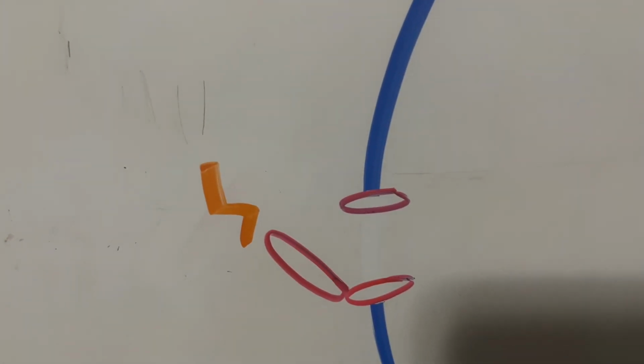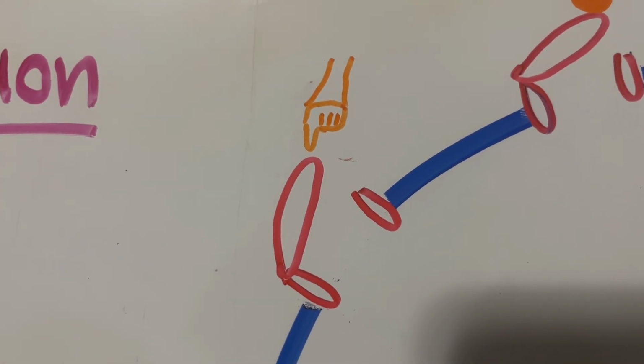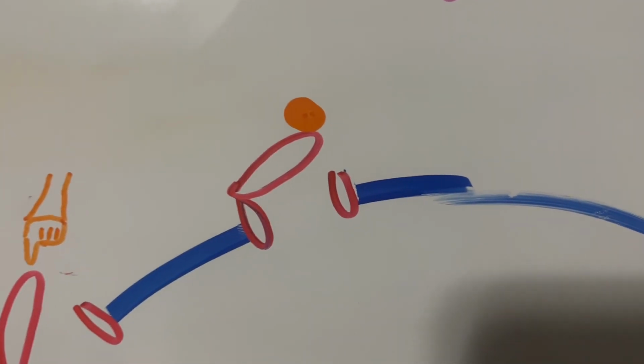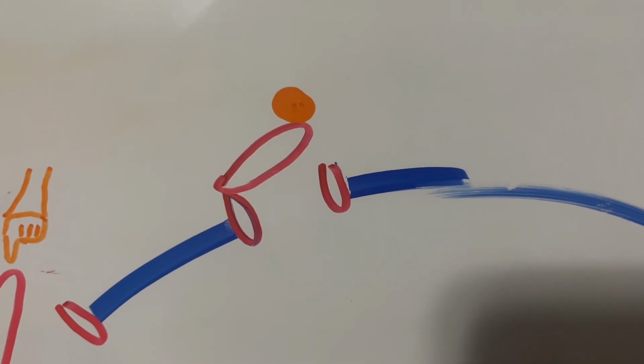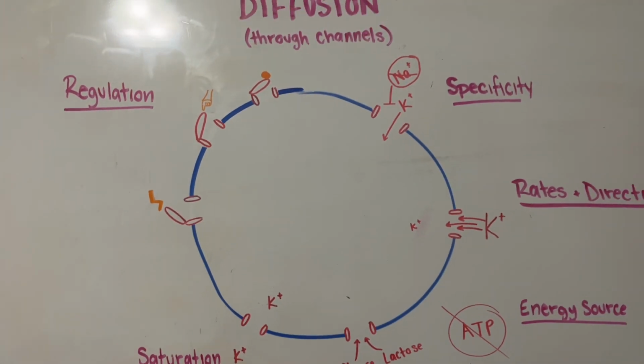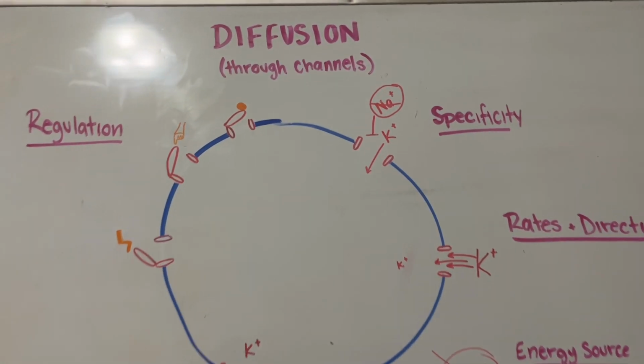Many channels are gated, meaning their opening and closing are regulated by specific stimuli. These stimuli can be electrical changes, mechanical stimulation, or chemical binding. These are voltage-gated channels, mechanically gated channels, and ligand-gated channels. And that's all we have for diffusion through channels.